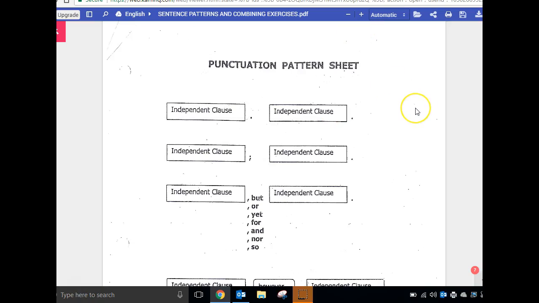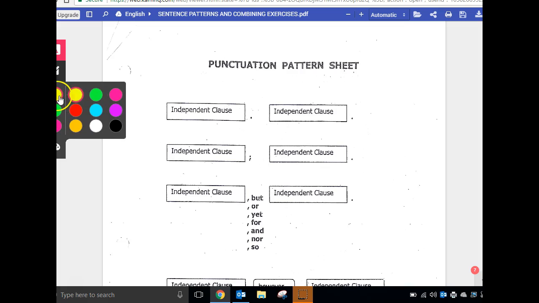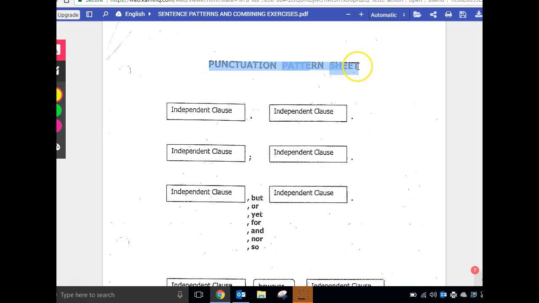Hello, students. Today I want to talk to you about punctuation, but also sentence types. So everything that we've practiced up till now is going to be put into effect, and you're going to apply the things that you've been practicing. So you'll notice that the title of this particular paper is Punctuation Pattern Sheet, okay? So if you'll see that, that's true.